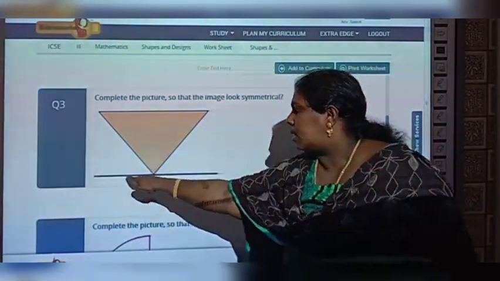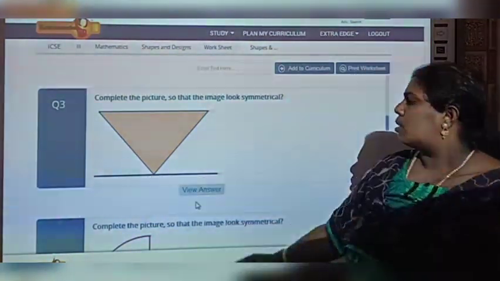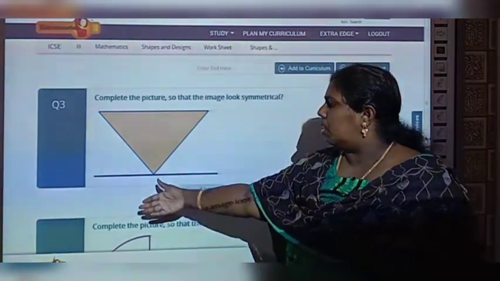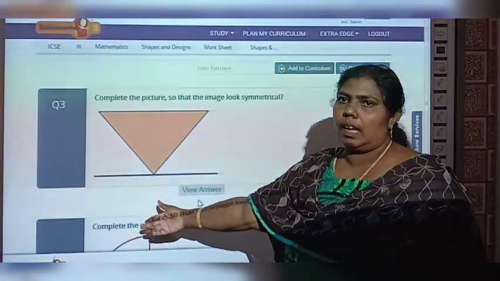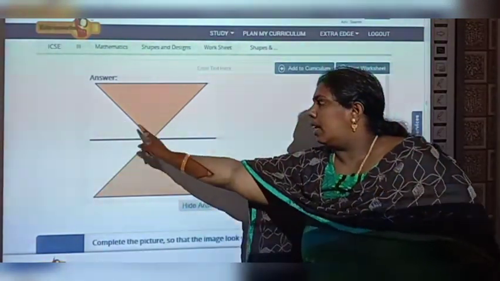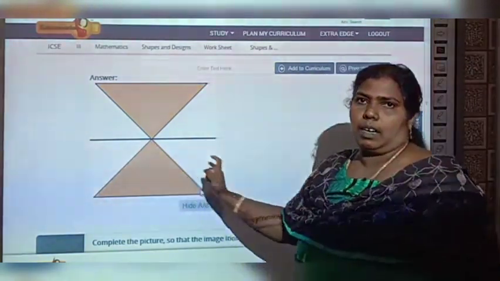Now here this is the symmetrical line. That is a horizontal line, isn't it? So here, how can we complete this picture? The same image you can get down here, isn't it? Yes, see the answer. Here we can see that the symmetrical line is a horizontal line, right?